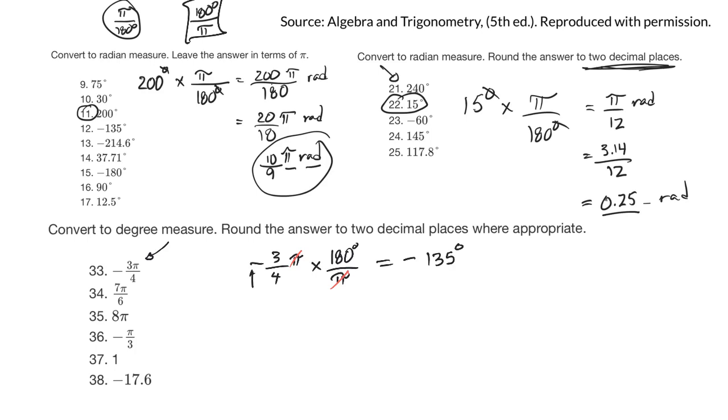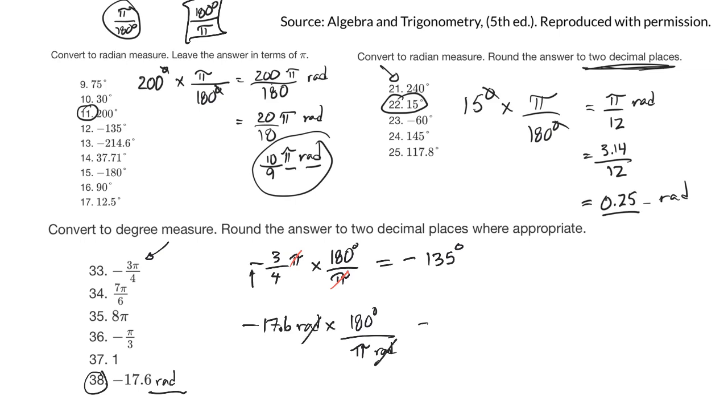Now, let's try a different one, maybe one with just a number, like 38. So for 38, they're saying I have -17.6. Notice there's no units there, so I assume if it's an angle that it's radians. Okay, so I have -17.6 radians, want to convert it to degrees, so I'm going to go 180 degrees over pi radians. So the radians will cancel.